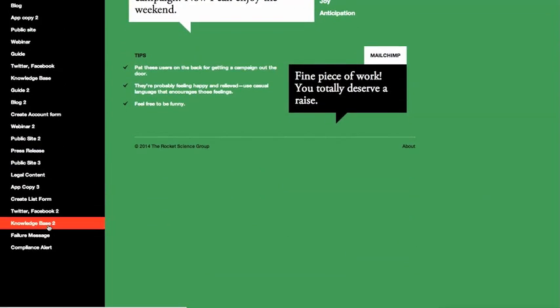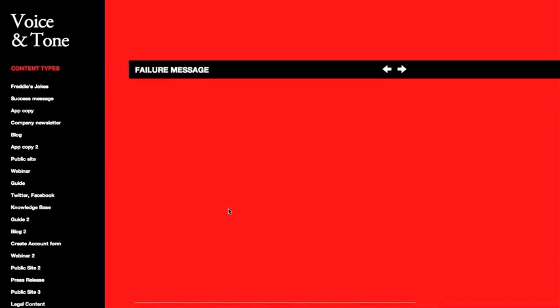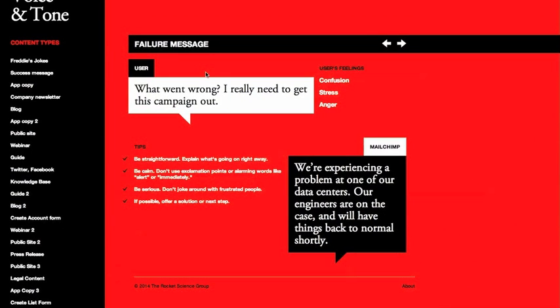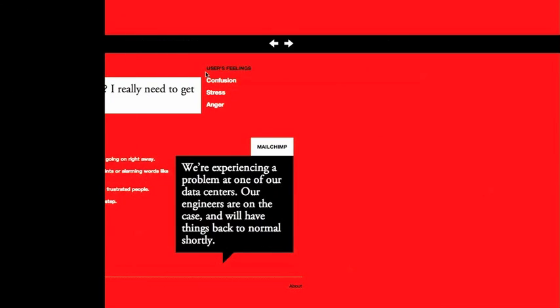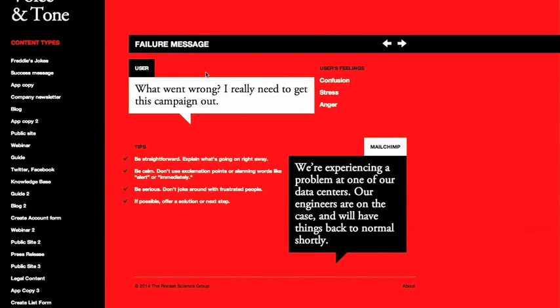Now, when we look at failure message, this is an instance in which the user has done something wrong or incorrect, or something has failed, and they're being told a failure has happened. So how does the user feel? What's their emotional state? Confusion, stress, and anger. So look at the tone of the communication. We're experiencing a problem at one of our data centers. Our engineers are on the case, and we have things back to normal shortly.